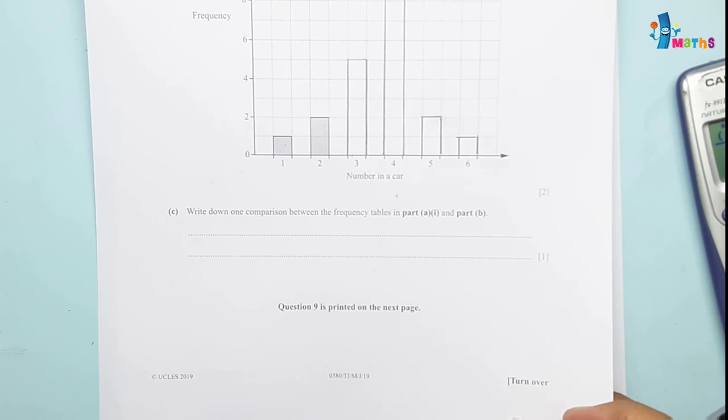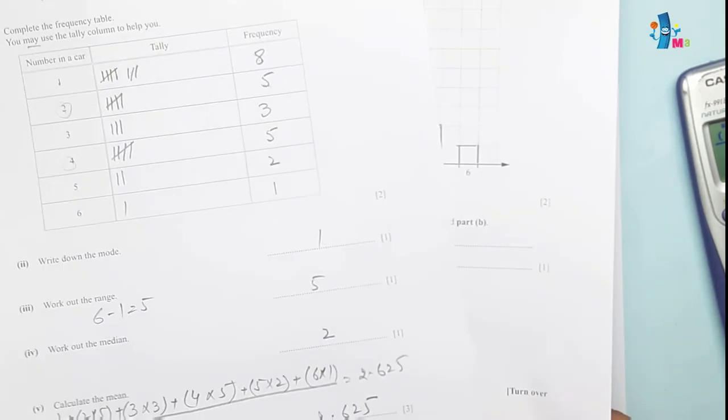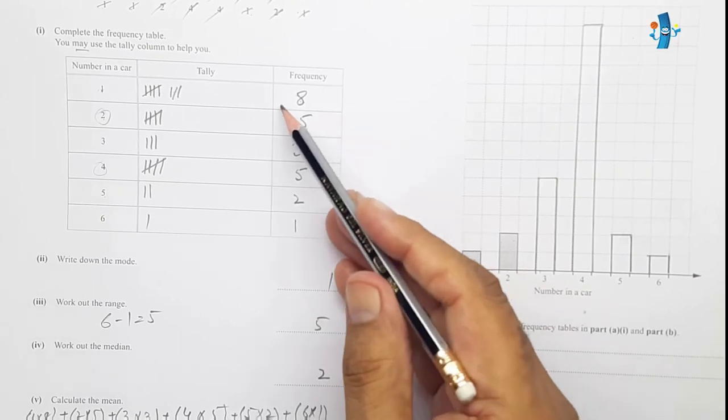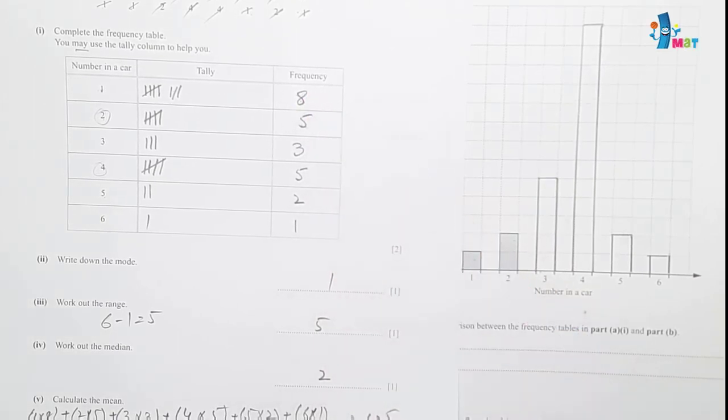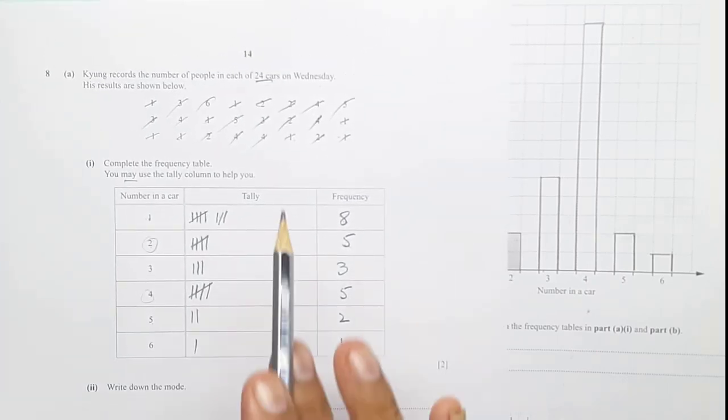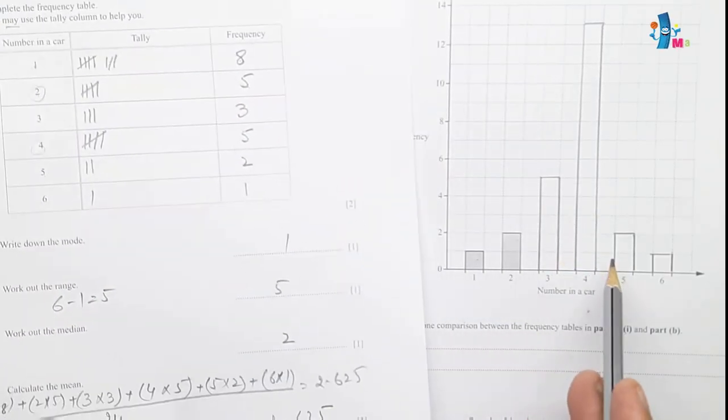I will show you the part A1 again. This is the frequency table. Basically, we have to compare these two frequency tables. If we check this one, this is having highest frequency 8. So this is on Wednesday, basically. This is data for Wednesday, this one. And this is data for Sunday.